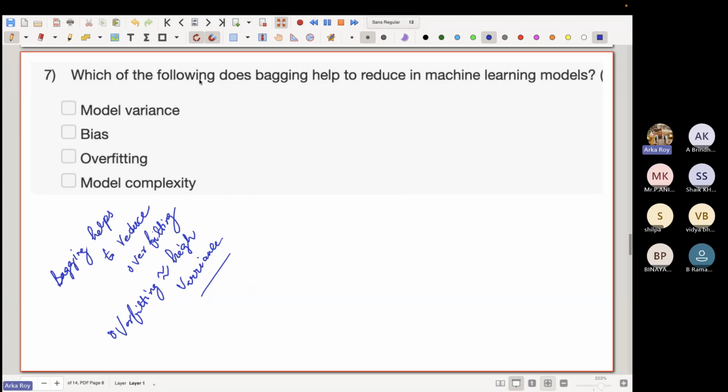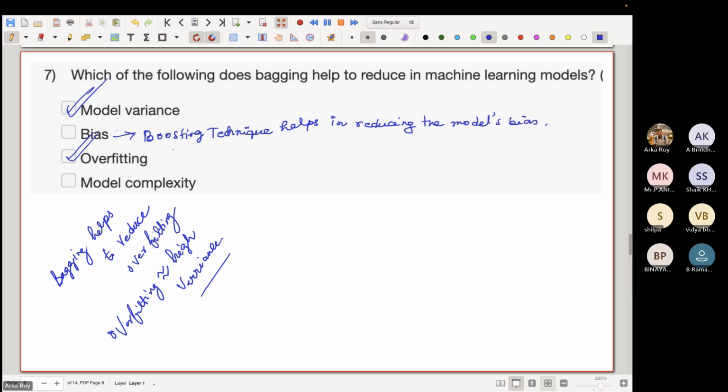So from this, let us now scan the options. It obviously reduces the model's variance, and it also reduces overfitting. Bias, let me just give you the answer: it does not reduce bias. Rather, the boosting technique helps in reducing the model's bias. Bagging does not help in reducing bias; boosting does help in reducing bias. That you can also add in the key points on the boosting technique.